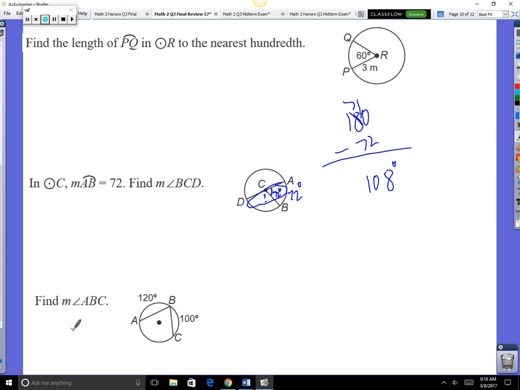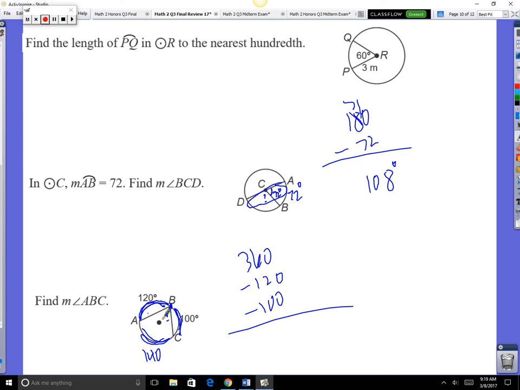And the bottom one, they want you to find the measure of angle ABC, so this angle right here. Okay, now this arc is 120 and this arc is 100, so we need to find this arc. So 360 minus 120 minus 100, and it should be left over 140.